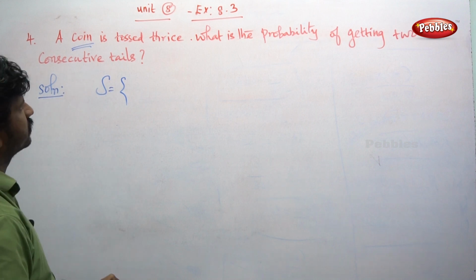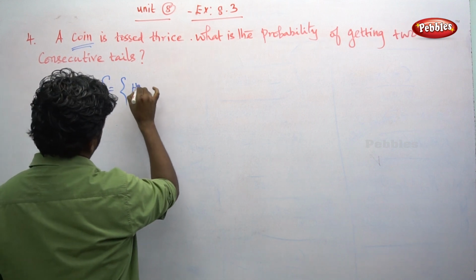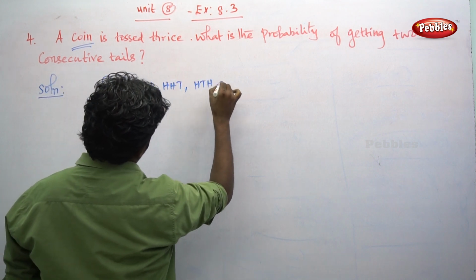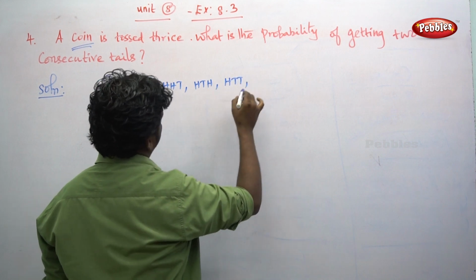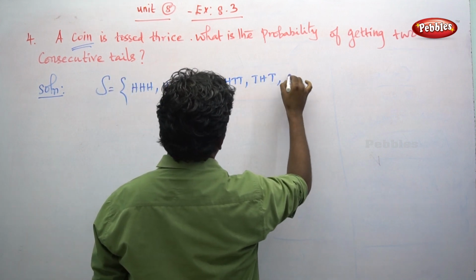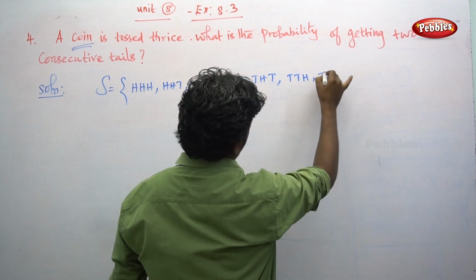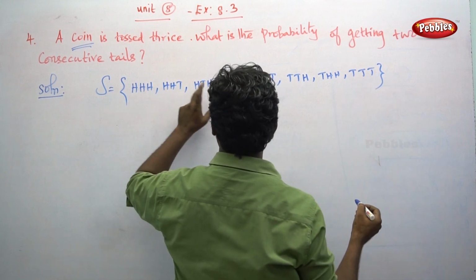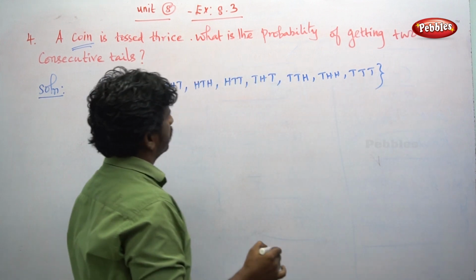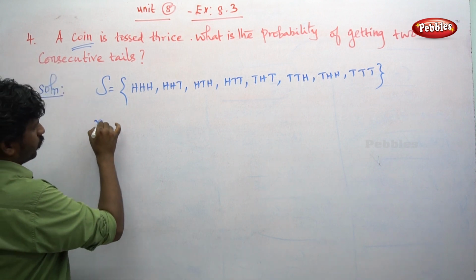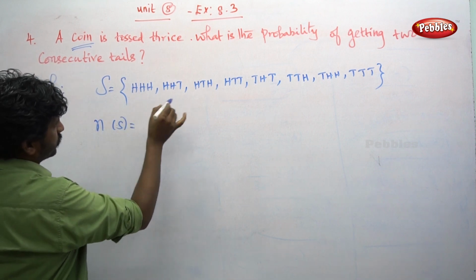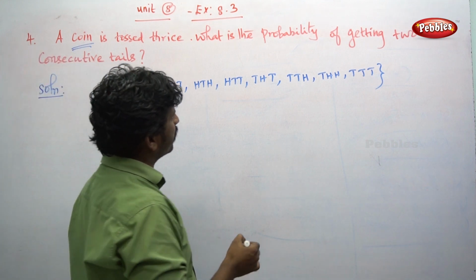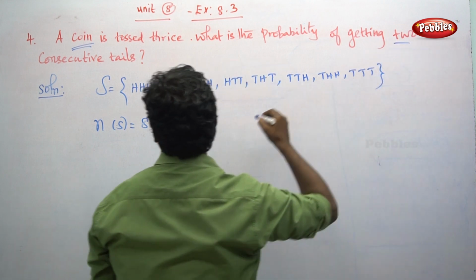The coin is tossed thrice. When tossed 3 times, we know the sample space: head, head, head; head, head, tail; head, tail, head; head, tail, tail; tail, head, tail; tail, tail, head; then T, H, H, and 3 tails will come. If you count, 1, 2, 3, 4, 5, 6, 7, 8. So, this is the sample space. N of S equal to how much? 8.